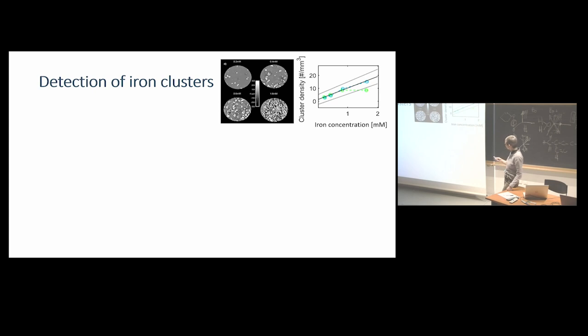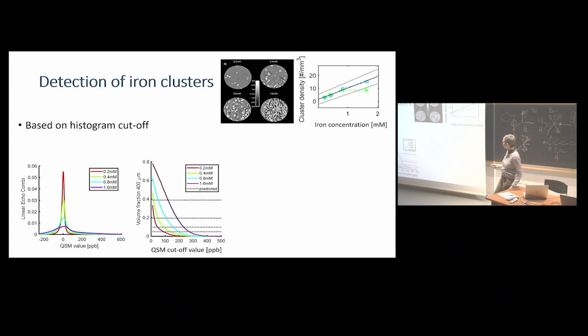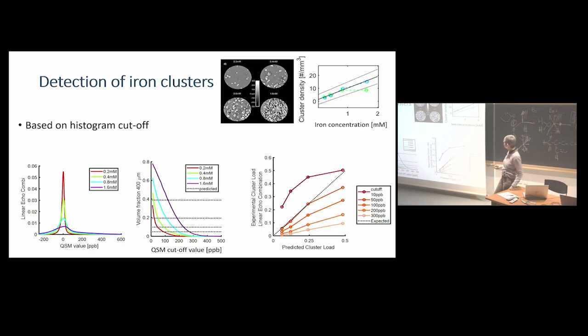And then you can develop other techniques. You can say, okay, I'm perhaps not only interested in this molar susceptibility effect. Maybe I would like to know where these clusters are in space. How could we do that? Well, you can look at the histograms of these QSM values, and you can start doing cut-offs at different points of these histograms. If you do that, you can actually estimate how many clusters you have, so some kind of a cluster load in each voxel. And by doing that, you have some kind of an iron load effect.